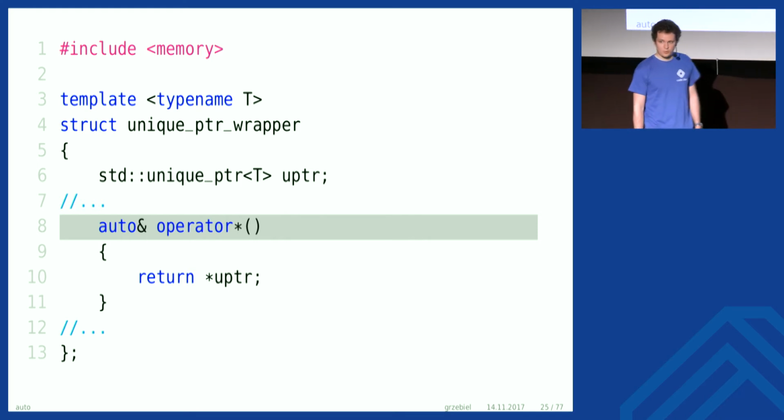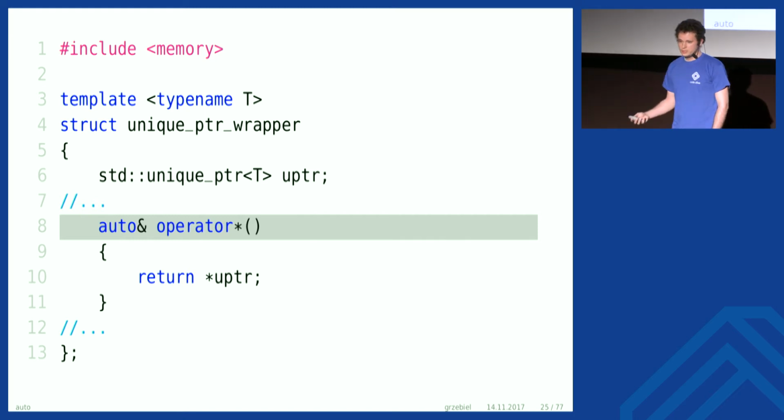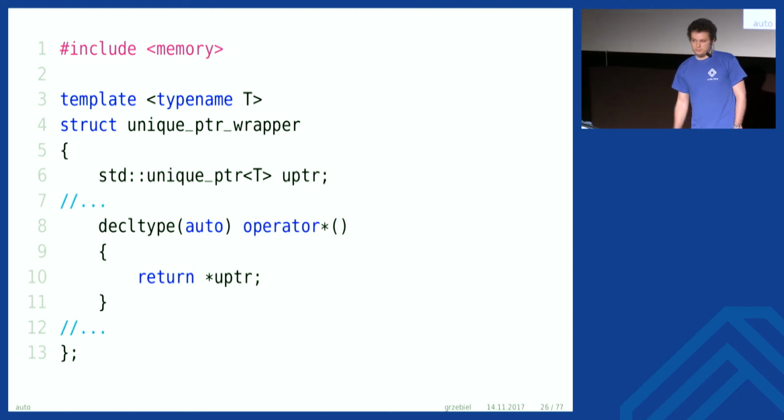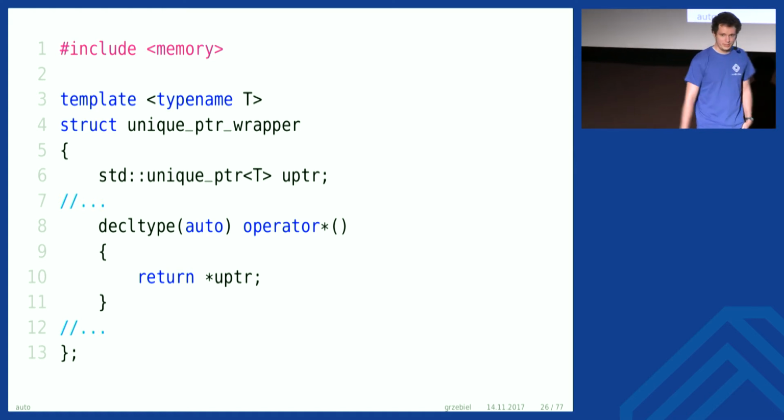We may tell the compiler that we don't want to use auto template type deduction rules. We want to use the rules used for decltype. And just if you don't know which set of rules to pick, you have both keywords here, pick one.